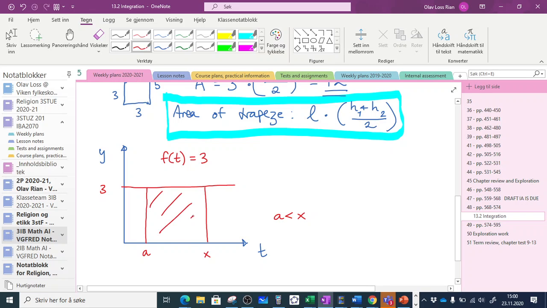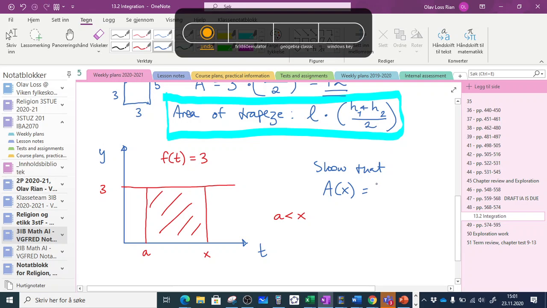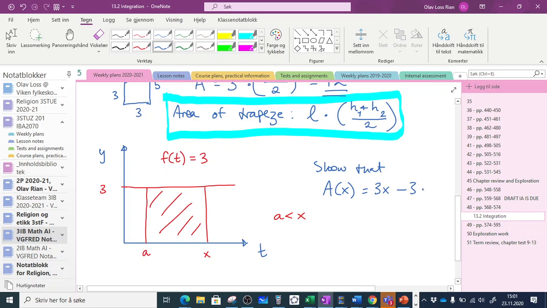This is the area we want to find. So the first task here is to show that the area function, which we can call A of x, A for area, and now it's x because it's not really the same variable as t anymore. But show that the area function is equal to 3x minus 3a.